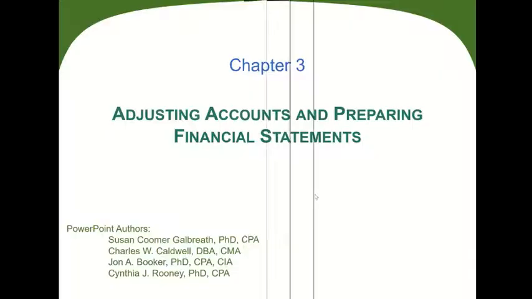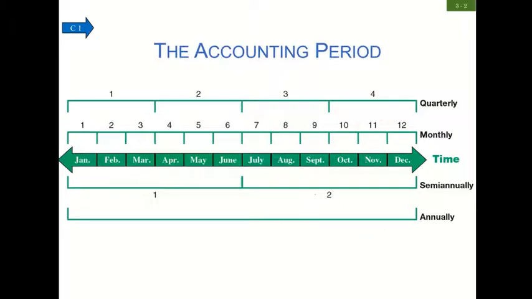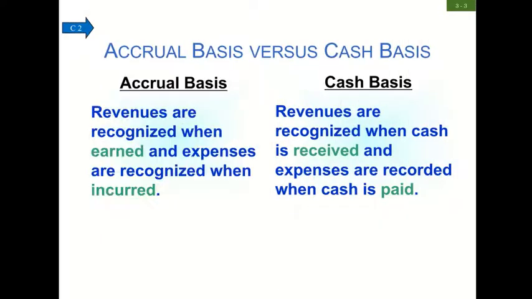So adjusting accounts is mainly related to specific accounting principles. Here we need to compare cash basis and accrual basis. In cash basis, revenues are recognized when cash is received and expenses are recorded when cash is paid. So when we receive cash or pay cash, at this point we record the revenue and expenses. This is mainly called cash basis.